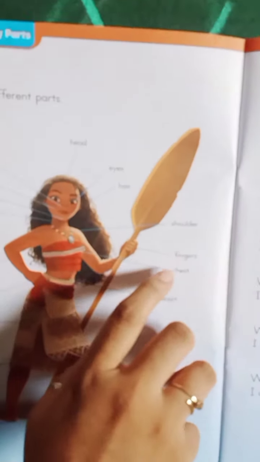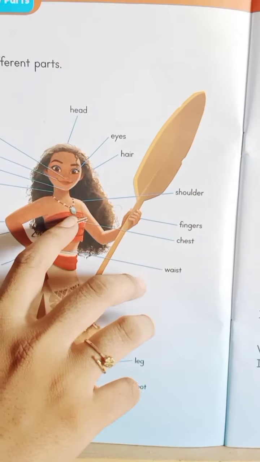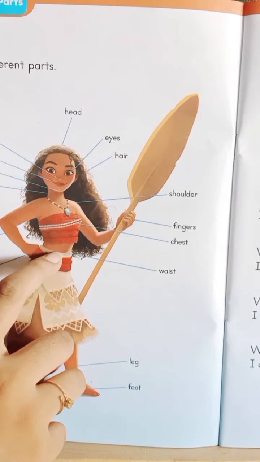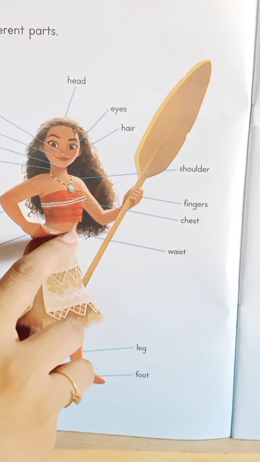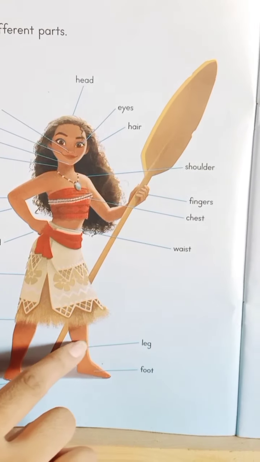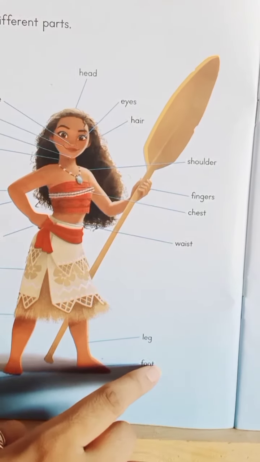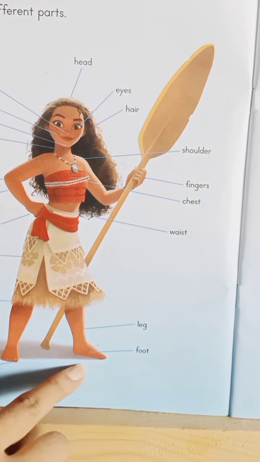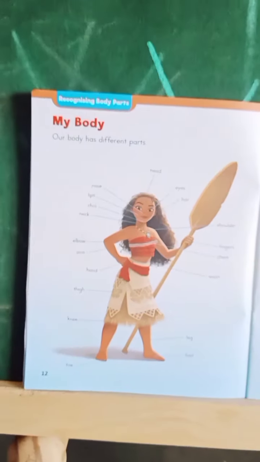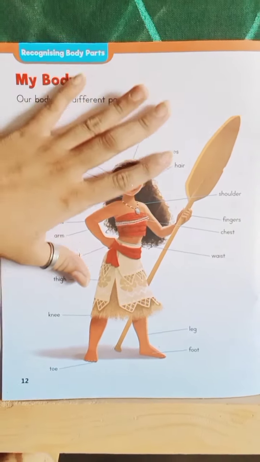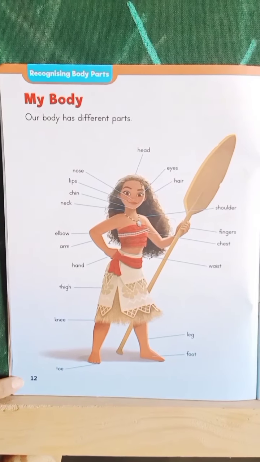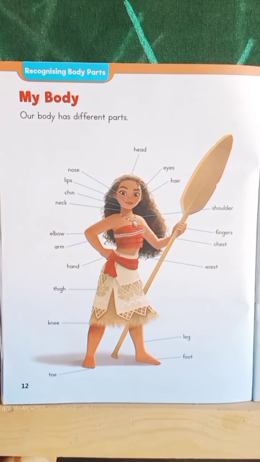So now chest, vest, leg, and last one is foot. This is called leg, and this part is called foot. Okay, so now our body has different parts, page number 12, and classwork is done.